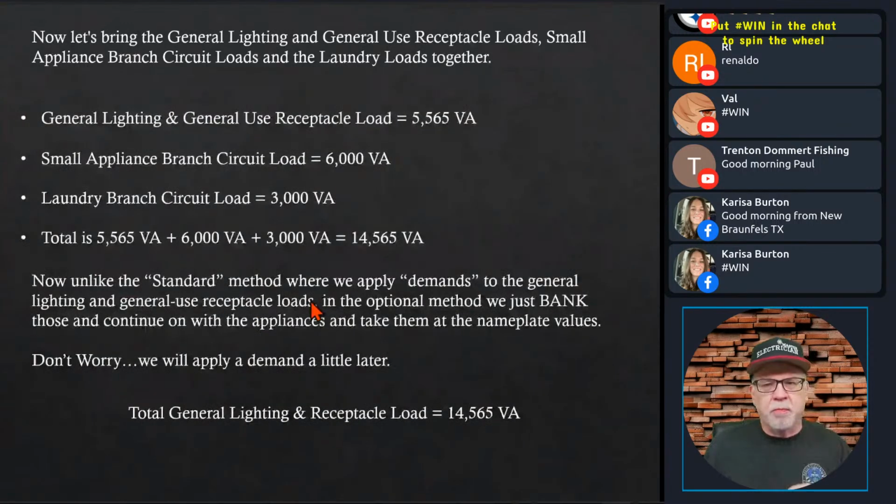Okay, so let's bring this good stuff together here. We've got the general lighting, we've got the small appliance, we've got the laundry. Add them up. Don't trust me. Get those calculators. The best people that learn the code are those that are actively involved in the process.